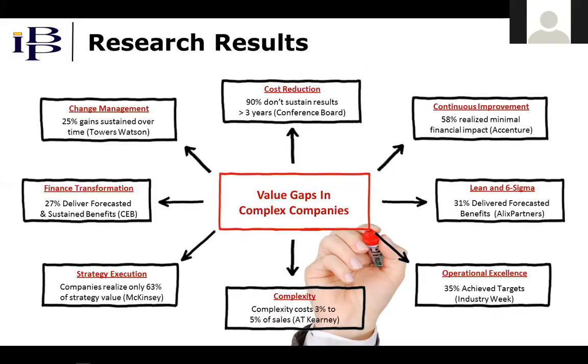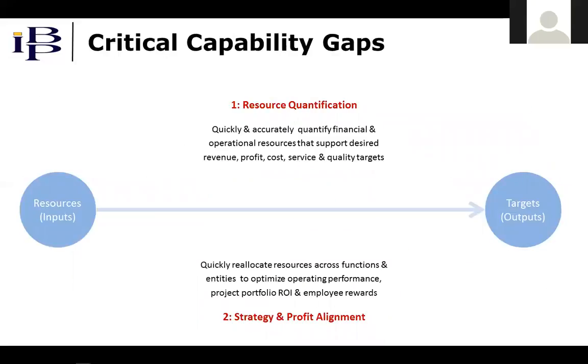Basically, what's common to all these different shortfalls is really one thing, and that's the inability to connect resources to targets, or inputs and outputs. Underlying all that are two critical capability gaps. The first is the ability to quantify resources, meaning to quickly and accurately quantify financial and operational resources that support desired revenue, profit, cost, service, and quality targets. The second is the ability to quickly reallocate resources across functions and entities to optimize operating performance, project portfolio ROI, and employee rewards.